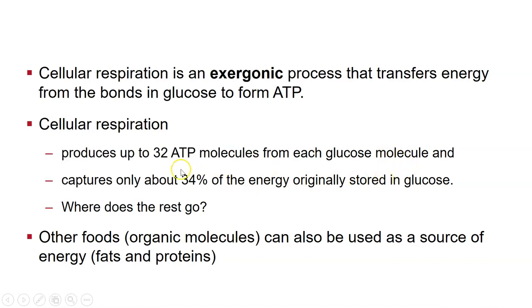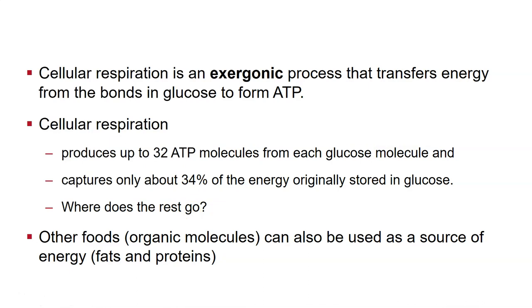Okay, so it only uses 34%. The other 66% is lost, and it's lost as heat. So when you ask the question, where does the rest go then? You're obviously breaking glucose down into the final product of carbon dioxide, but you're only harvesting 34% of the energy. Where does the rest go? Well, it goes as heat.